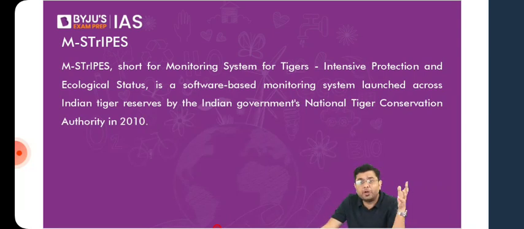Now the problem is that you can have this double counting, where the same tiger can be counted twice. But all these tigers have very different pug marks. For example, all of us won't have the same size of palms, is it? So that is where the pug mark counting was initially relied upon. After that, you also have the case where camera traps were utilized.